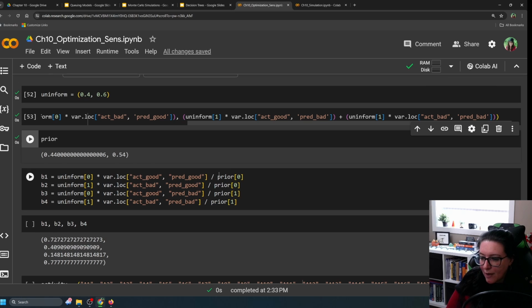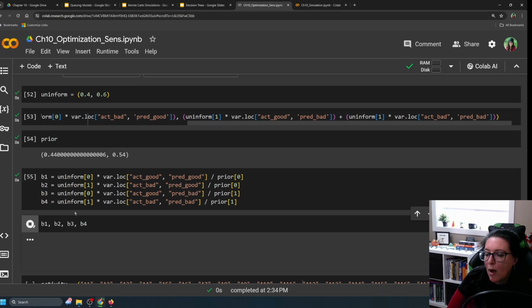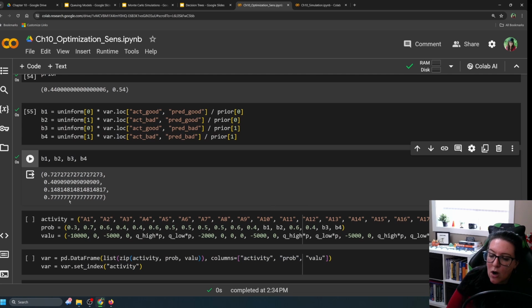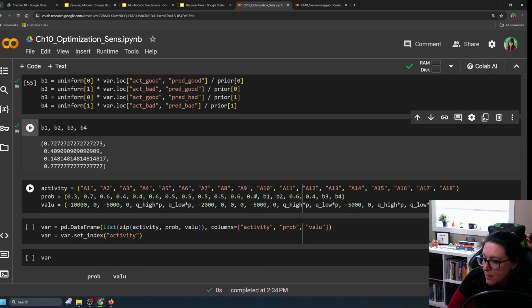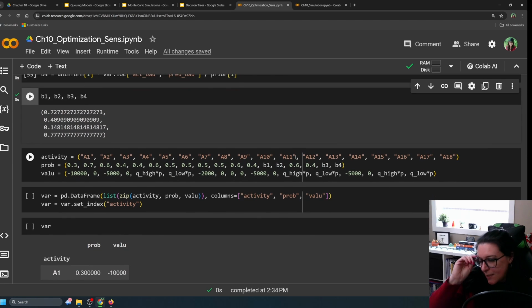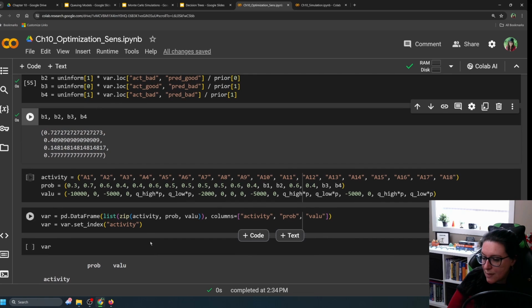So this is what you're doing here. Here's the priors, here's the uninformed, so the probability it's actually good or actually bad, times those conditional ones that we calculated. So when we do this, we get that the new probabilities for our decision tree are 72%, 41%, 15%, and 78%, which means we can then populate the rest of this. So going back to what we did before, B1, B2, B3, and B4 are those unknown probabilities in our decision tree. And so we can now repeat the processes we've done before.